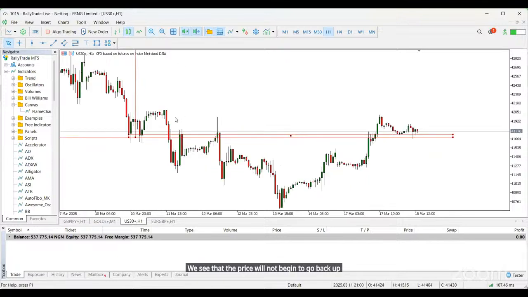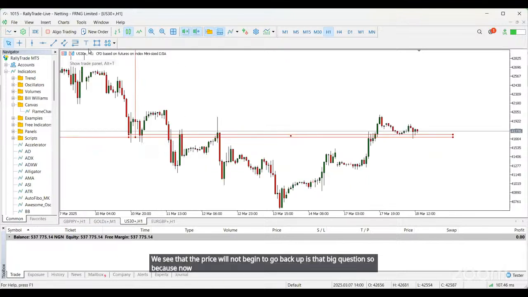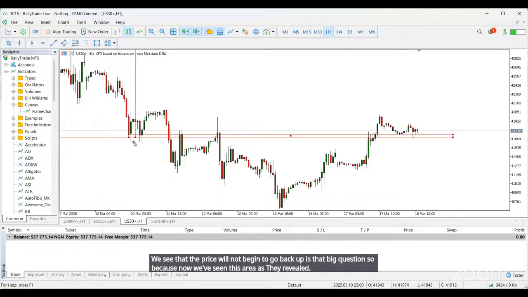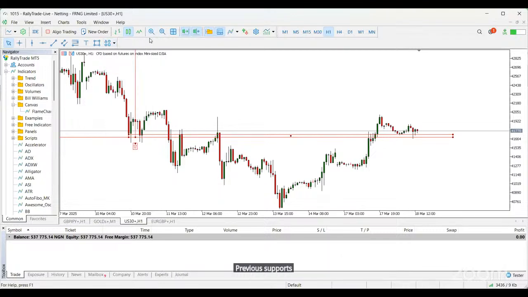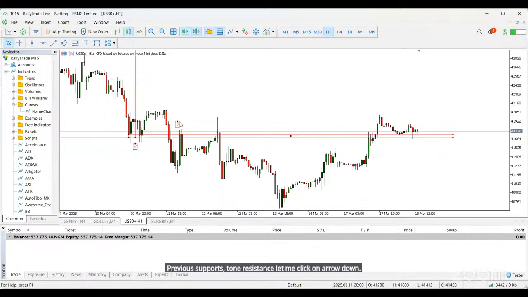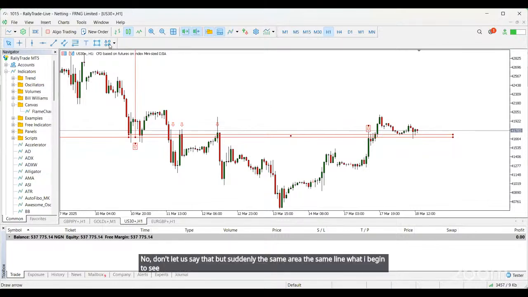Those are big questions. Because now we've seen this area as a previous support turned resistance. Let me click on arrow down. Turned resistance around this area, around this area as well, around this area, and now around this area. But suddenly, this same area, the same line, we're now beginning to see price breaking it and retesting it right now.